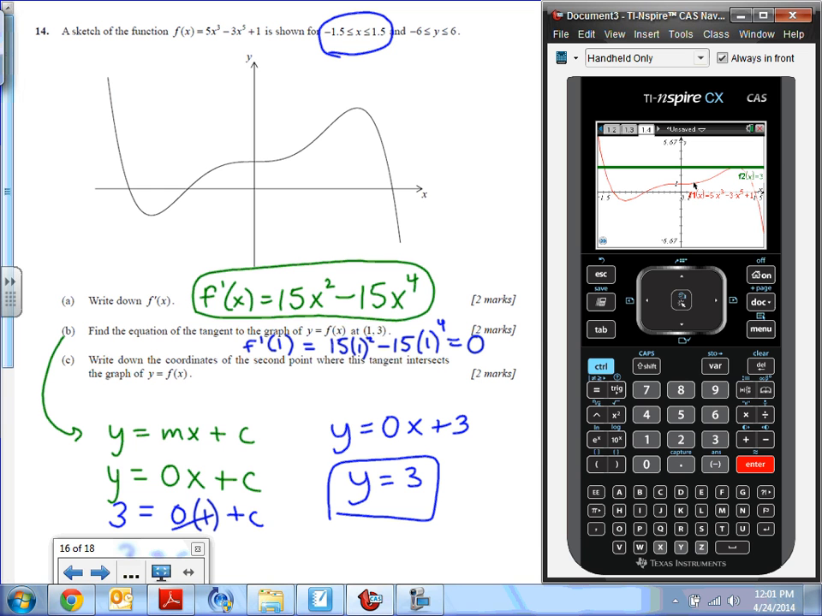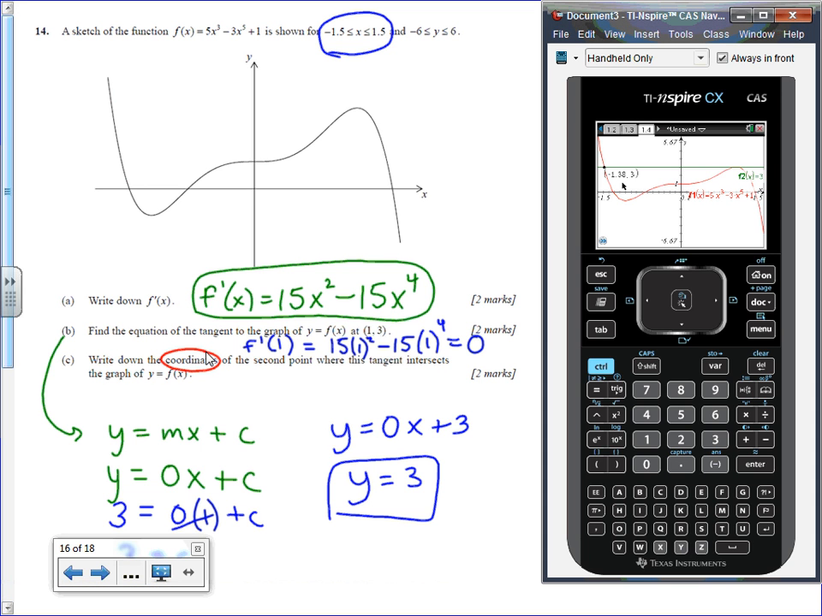And now I can see that the green line intersects the red curve all the way on the right, and that was at point (1, 3), and intersects it also all the way on the left. I'm going to find that intersection point. Menu, Analyze Graph, Intersection, number 4. Click on the left of it, click on the right of it. It finds that intersection point for me. Negative 1.38, 3, and it does ask for coordinates for this question. So the coordinates would be negative 1.38, 3.